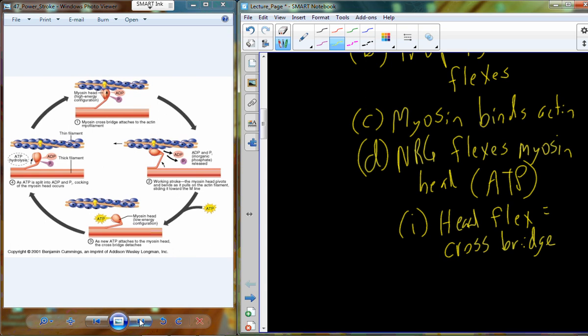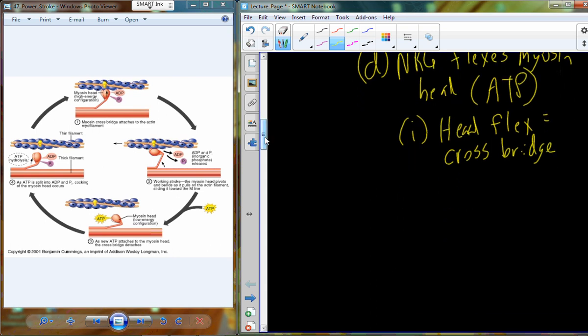As long as the myosin head is not bound to the actin, we're not forming a cross bridge. The cross bridge is actually that interaction between the actin and the myosin head, where the myosin is now physically attached to the actin. And it's in this flexed state, a really high energy flexed state.